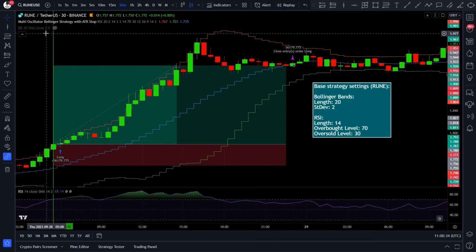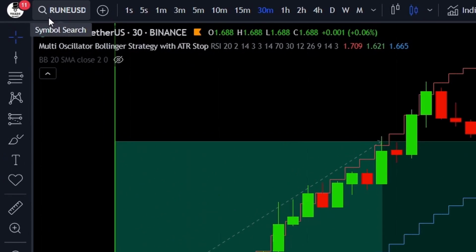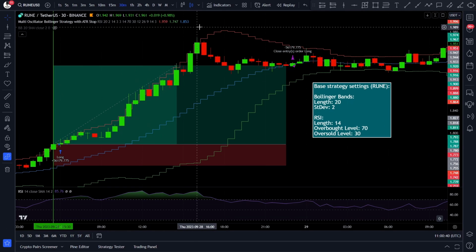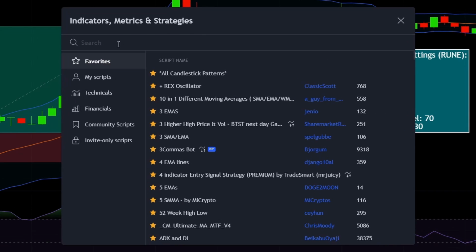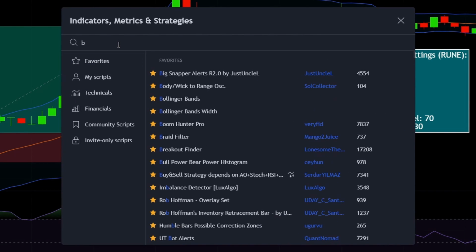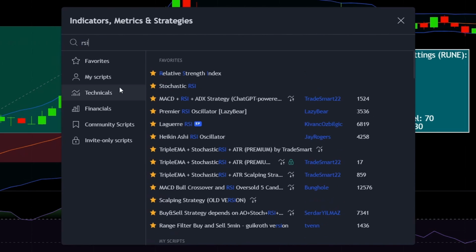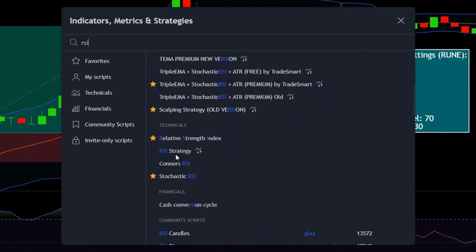Okay, for this strategy, first of all, open up TradingView and set up the RUNE USDT 30-minute chart. Once you got that, let's add our indicators. For this strategy, we will only use two indicators. The first one is the Bollinger Bands. Add this one to your chart. And the second one is a simple RSI. Add this one to your chart.